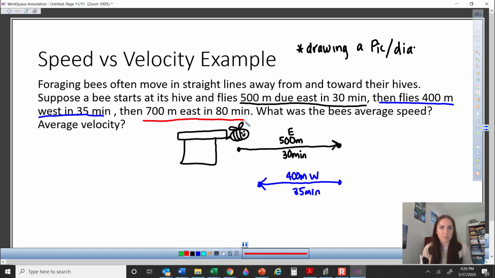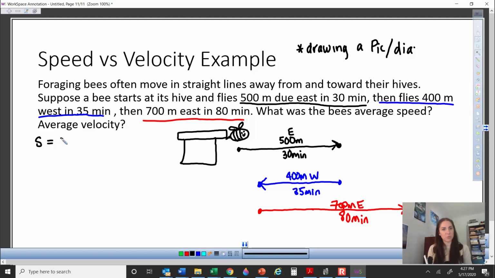I'm going to go back to making an arrow on this east. And then 700 meters, that's a long way, from this spot. So again, I'm going from this spot, and it's 700, so I have to go 400 plus about 300, so about over here. 700 meters east, and then 80 minutes it took me to do this. Okie dokie, here are our ways. We gotta do speed and velocity.